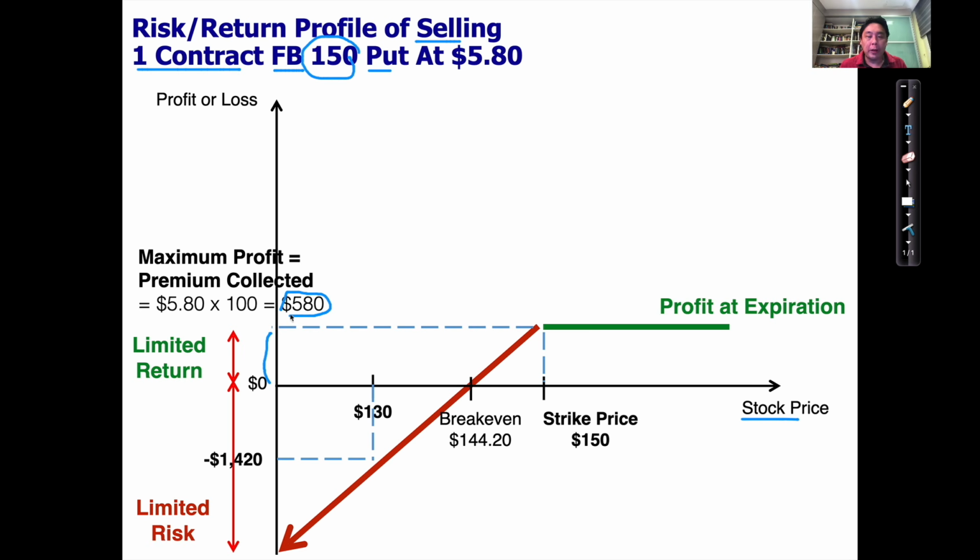So the lower the stock price goes, the more you lose potentially. Because imagine, if the stock price drops to 130, what does it mean? It means theoretically, at expiration, you are obligated to buy the shares at 150. And if you don't want to hold the shares, or you can't hold the shares, and you sell it at the market price at 130, how much do you lose? You buy at 150, you sell at 130, you lose $20.